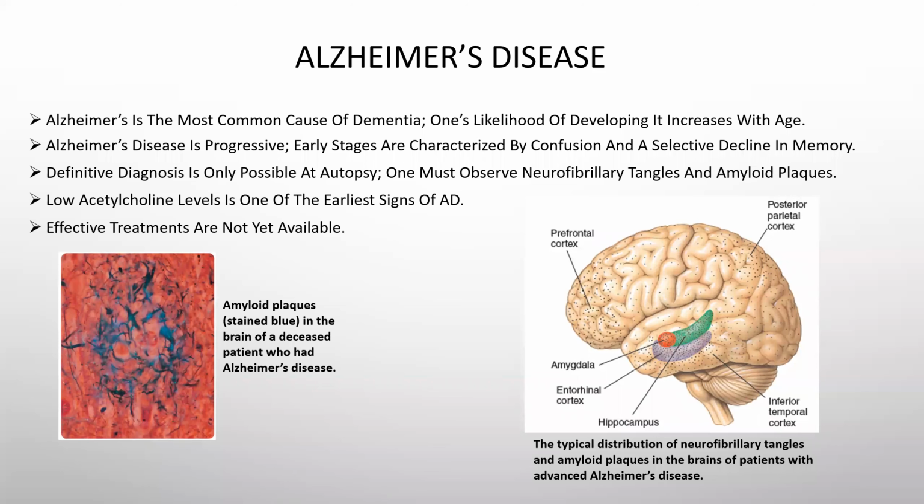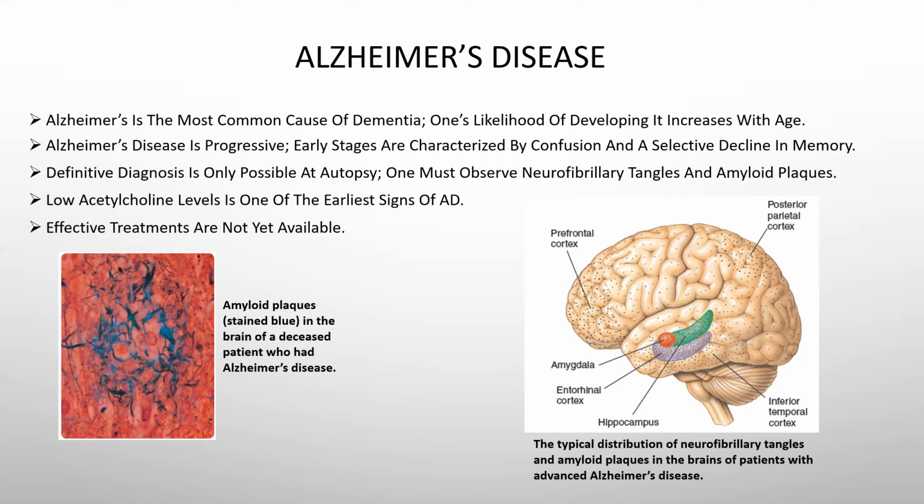Okay. And then we move on to Alzheimer's disease. So Alzheimer's is the most common cause of dementia. One's likelihood of developing it increases with age. Alzheimer's disease is progressive. Early stages are characterized by confusion and a selective decline in memory. Definitive diagnosis is only possible at autopsy. One must observe neurofibrillary tangles and amyloid plaques in order to actually diagnose Alzheimer's.